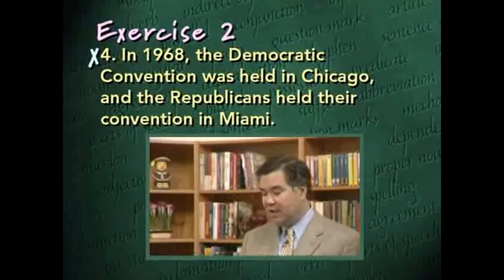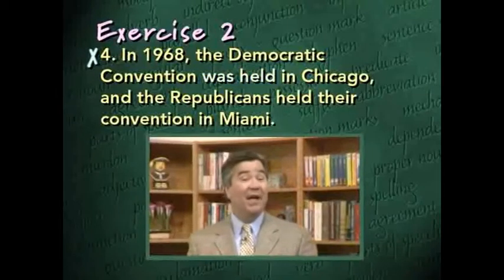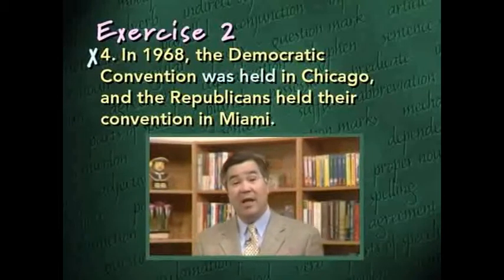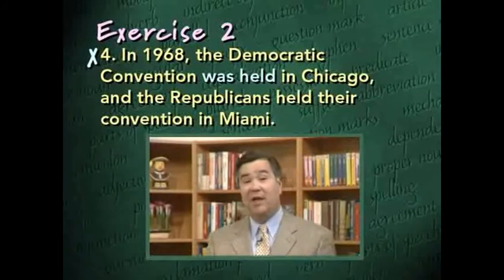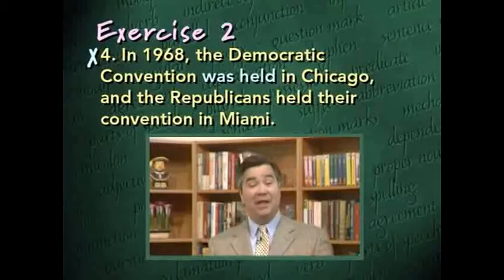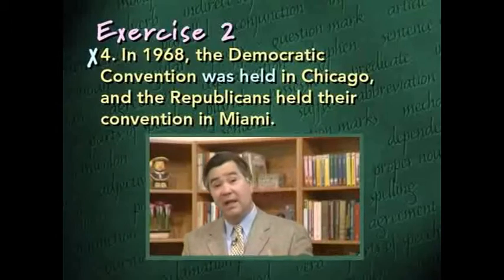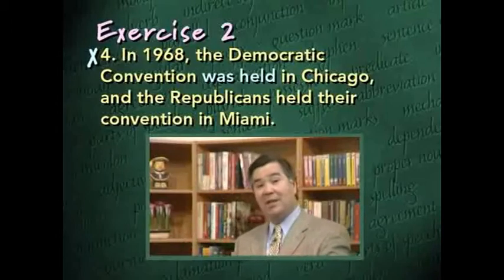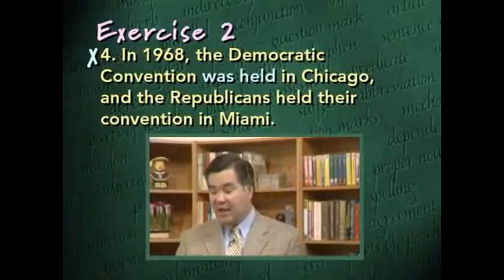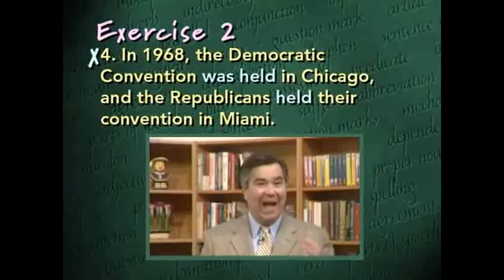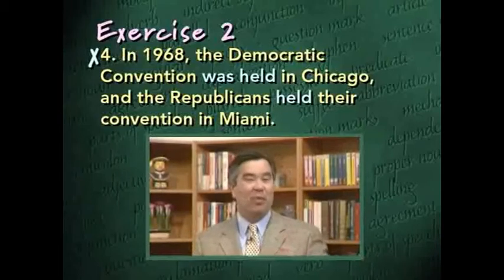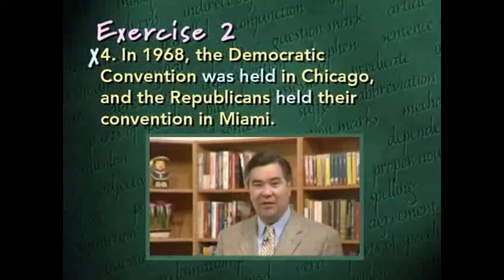Notice the first clause, the Democratic Convention was held in Chicago. Here we have the subject of the verb, the Democratic Convention, passively receiving the action of being held. However, the similar action described in the second clause is described using the active verb. Here, the subject of the verb, Republicans, is actively conducting the action or performing the action of holding the convention.